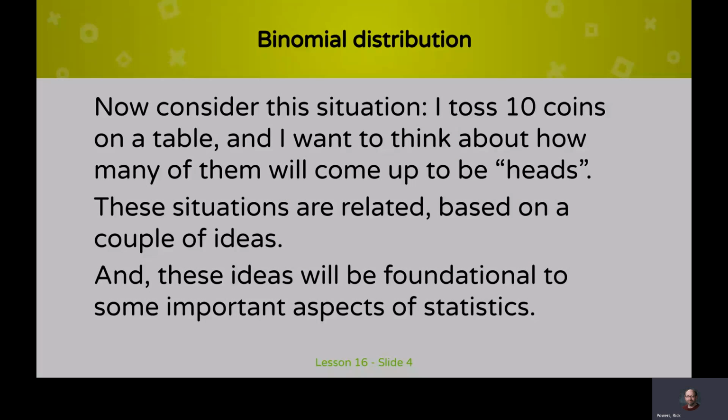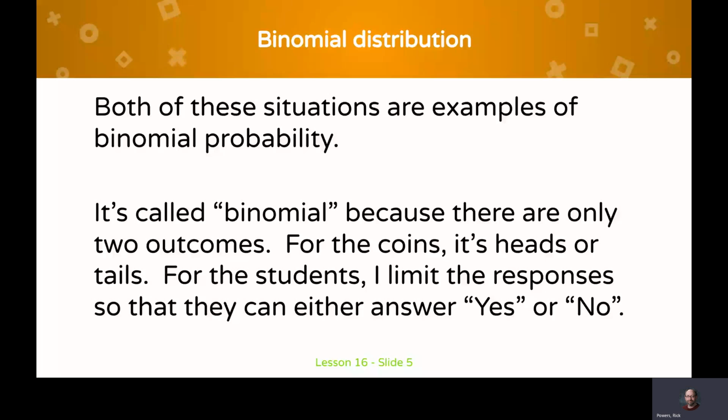Both of these situations are examples of binomial probability. It's called binomial because there are only two outcomes. For the coins, it's heads or tails. For the students, I limit the responses so that they can either answer yes or no.